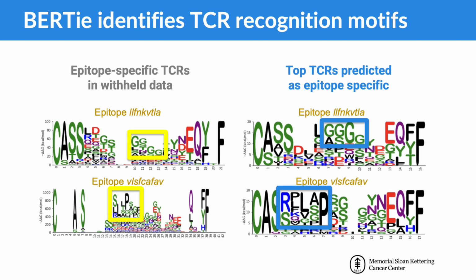We analyzed whether BERTie can help identify recognition motifs in the TCRs specific to a particular epitope. Here are two SARS-CoV-2 epitopes that were excluded from the training set. On the left side are logos for the TCRs that are reported by the functional assay as recognizing those two epitopes, and on the right-hand side are the top TCRs predicted by BERTie to be specific for these epitopes, and we can see that BERTie does uncover what looks like the recognition motifs.